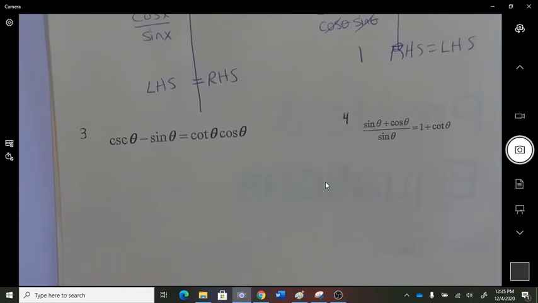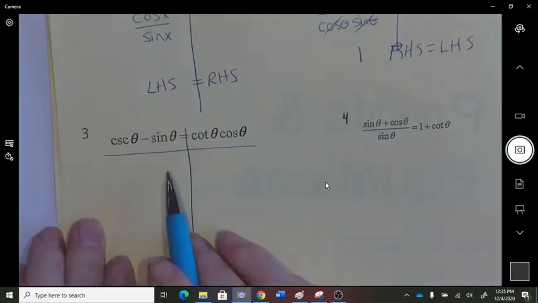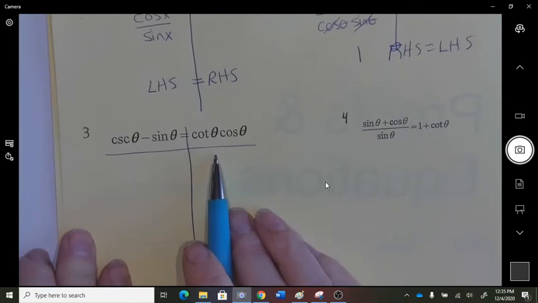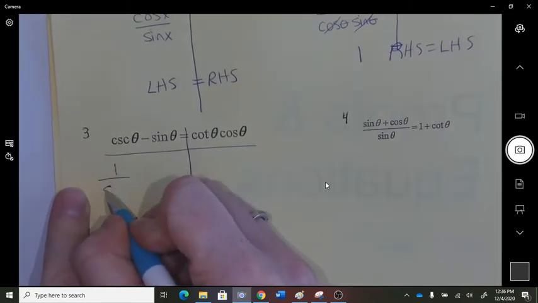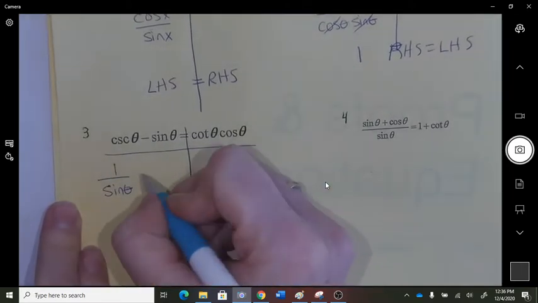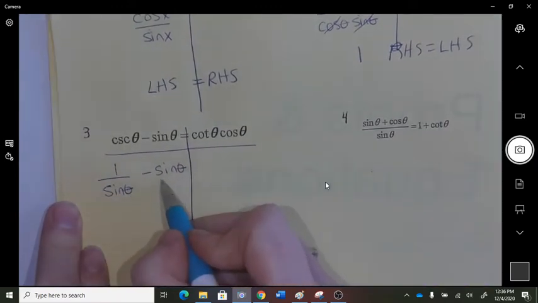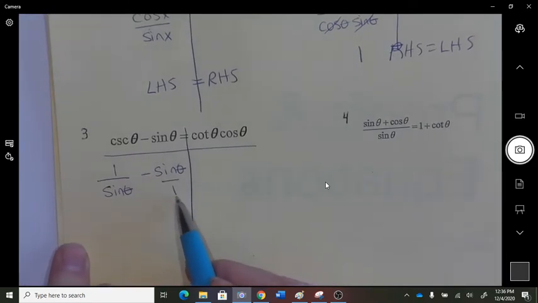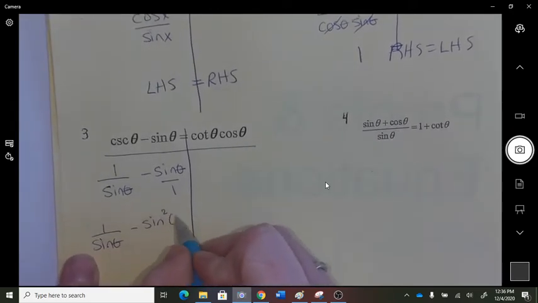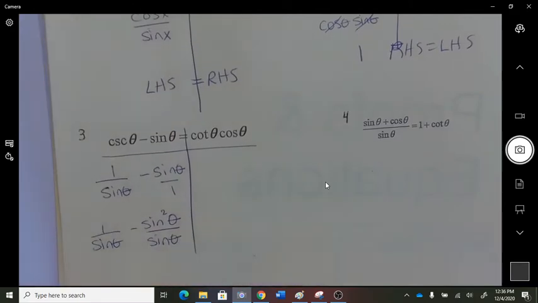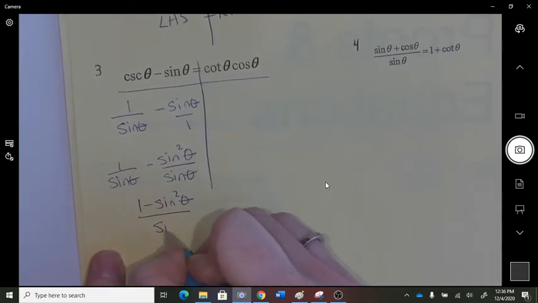Okay, number 3. Sometimes you have to think which side to start from, the more complex side, which these are kind of both the same. So I'm going to start with this one. Cosecant is the same as the reciprocal of sine. If I put this over the common denominator, I would have to times this by sine. So if I times the top by sine, it would become sine squared, which is 1 minus sine squared all over a common denominator.